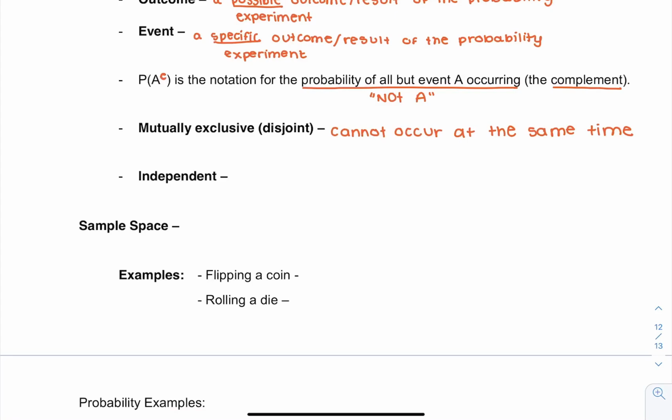Now I have something else that's called independent. One event is independent from the other, or one event does not affect the other event.